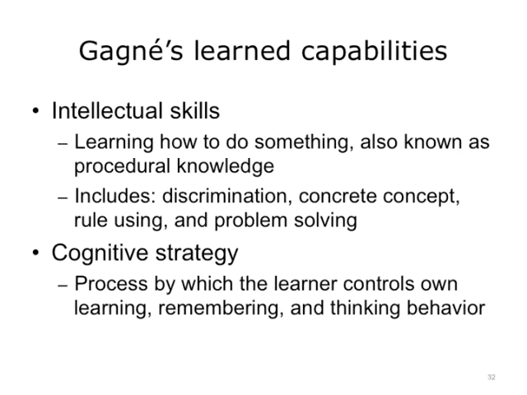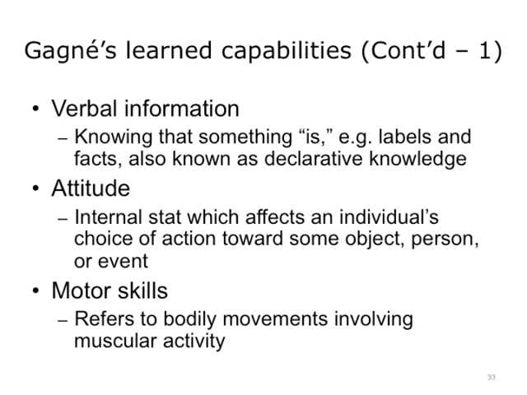Another way to classify learning outcomes is to use Gagné's learned capabilities. Gagné divides learning into 5 categories of capabilities. The learned capabilities are intellectual skills, cognitive strategy, verbal information, motor skill, and attitude. This taxonomy is very popular with instructional designers.